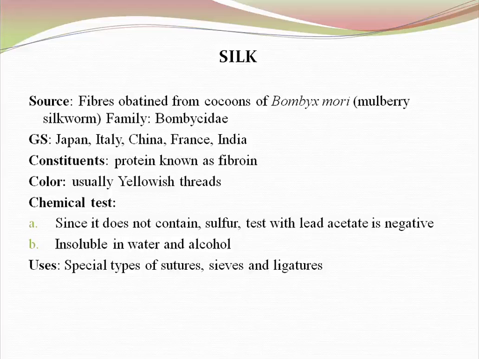It mainly consists of a protein known as fibroin, which is yellowish in color. If we do a chemical test, how can we identify it? Silk does not contain any sulfur, so if we do the test with lead acetate, it always comes negative. The main uses are special types of sutures, chips and ligature.